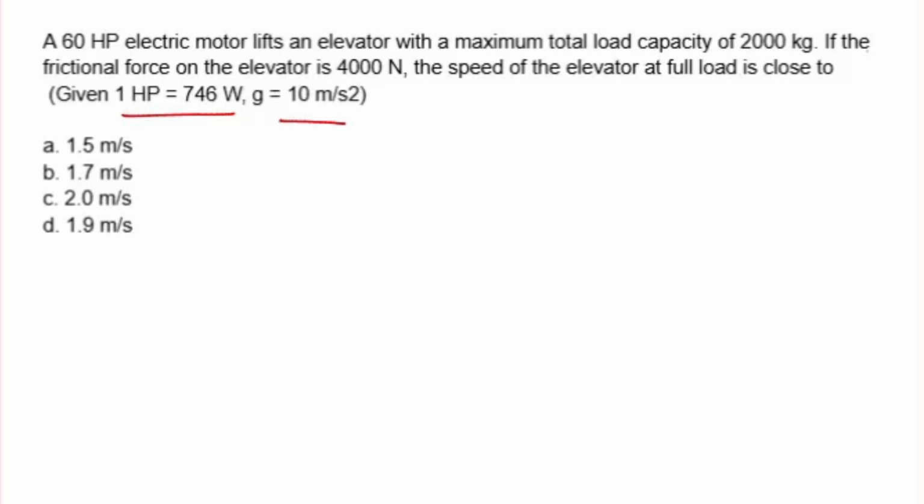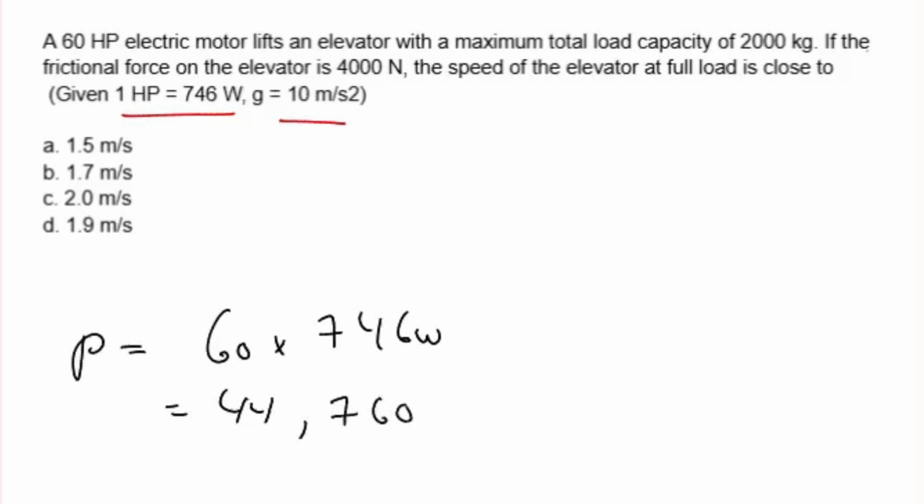The first thing I want to do is, I have 60 horsepower here. I don't like horsepower, I want to convert it into watts when I'm working with power. So my power is going to be equal to 60 multiplied by 746 watts, which gives me 44,760 watts. Alright, so I found my power.